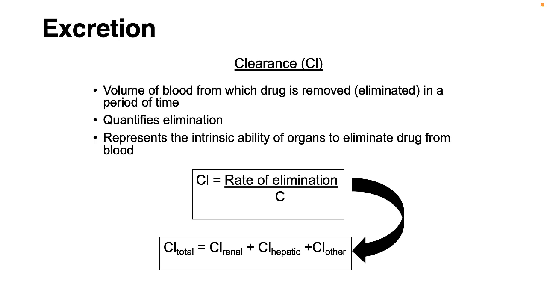We do this by measuring clearance, that is the volume of blood that's cleared of drug per unit time. And you can see that clearance is equal to the rate of elimination over the concentration of drug. This is only one part of a broader idea, however. Total clearance is equal to clearance for each of the individual organs that a drug would come in contact with.